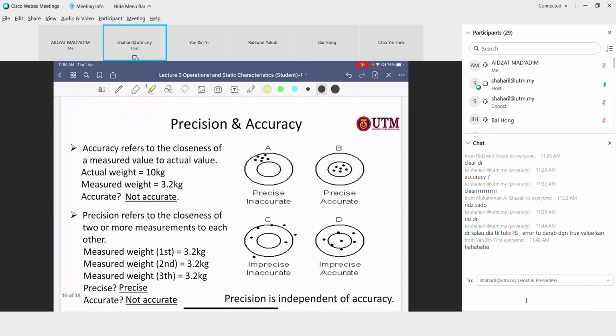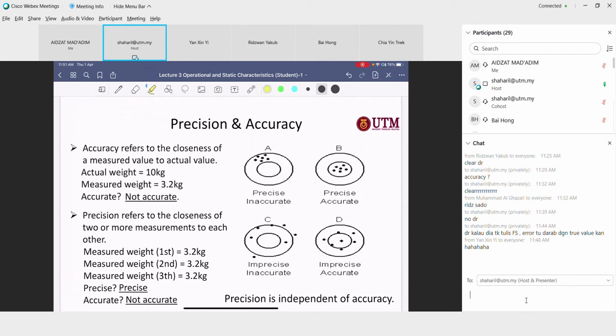Precision and accuracy. The words precision and accuracy have different meanings. Don't accept that precise is the same as accurate. How precise you are: precise means how close your measurements are to each other. Accuracy means how close you are to the target. That is accurate.